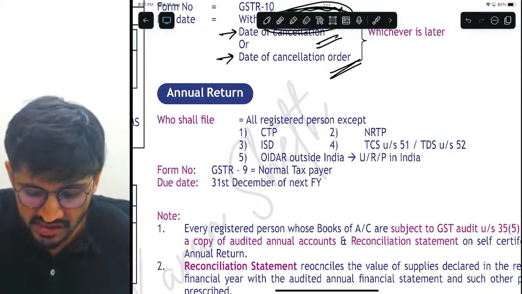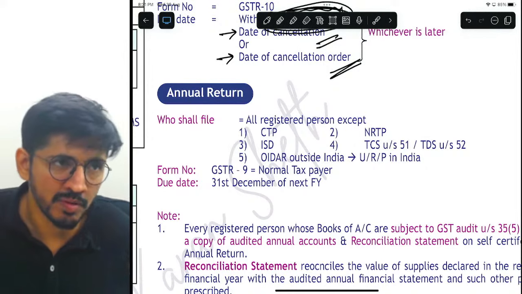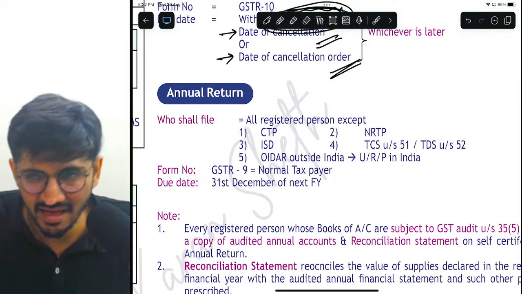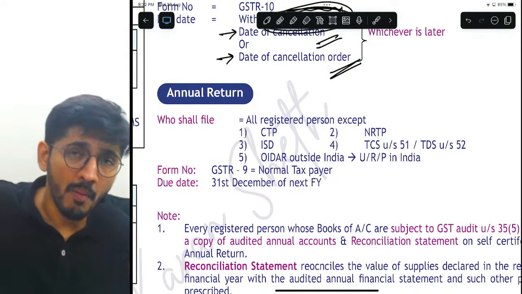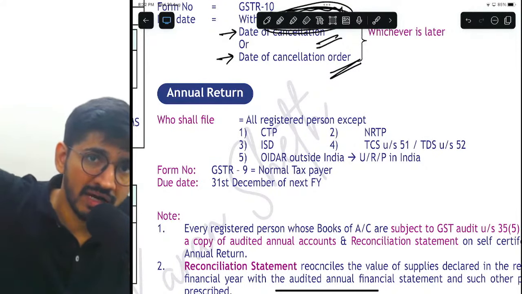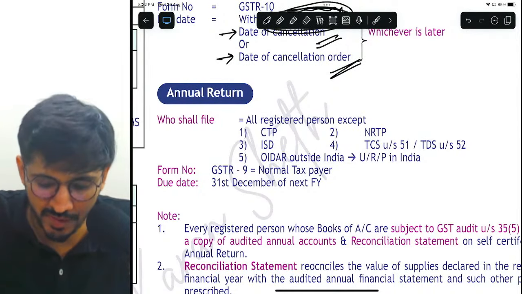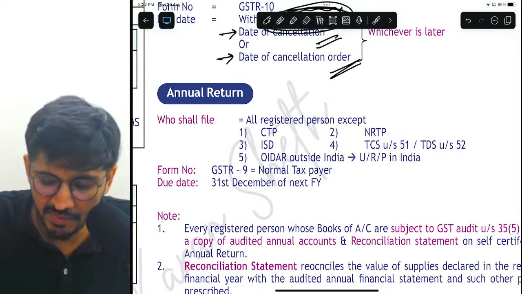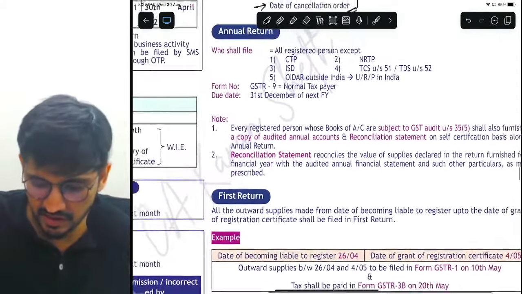Next is annual return. When I ask annual return, understand. Frankly, annual return is filed by two people: normal taxpayer GSTR 9 and composition taxpayer GSTR 9A. But now that the normal return of composition taxpayer is only filed annually, on 30th April, no one now ever files GSTR 9A. So it's practically out, right? So who shall file? All registered persons except CTP, NRTP, ISD, TCS, OIDAR. Form number GSTR 9. Due date is 31st December of the next financial year, right?